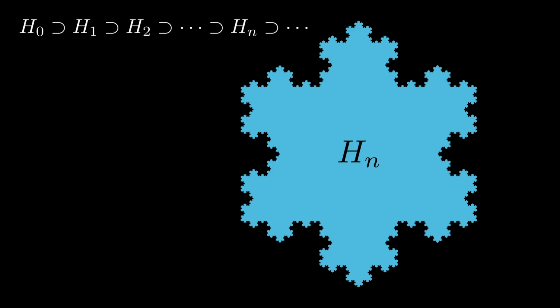Continue constructing more images in the same way. Each subsequent iteration will scale the previous triangle by another factor of 1/3 and increase the number of copies by a factor of 4 to produce the image Hn. An infinite sequence of decreasing images is constructed this way, and the Koch snowflake is then the limit of this sequence as n goes to infinity.